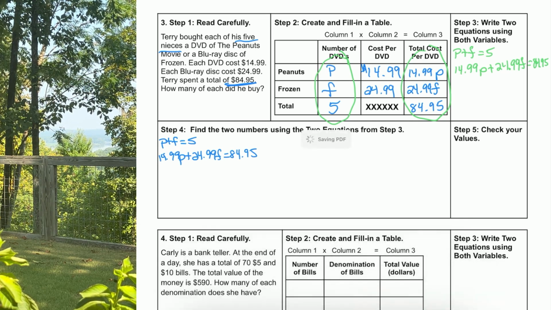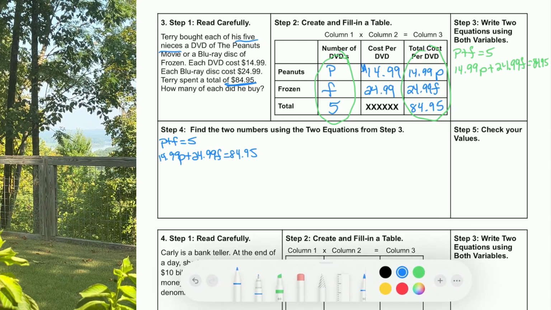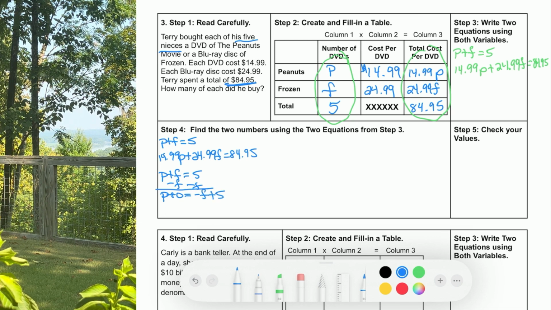All right, looking at this, it seems like the most logical choice would be substitution, because I can easily isolate either P or F in that first equation. So that's what I'm going to do. I'm going to isolate the P. So P plus F equals 5. Subtract F from both sides. I get P plus 0 equals negative F plus 5. So P equals negative F plus 5. This is what I'm going to use for my substitution.